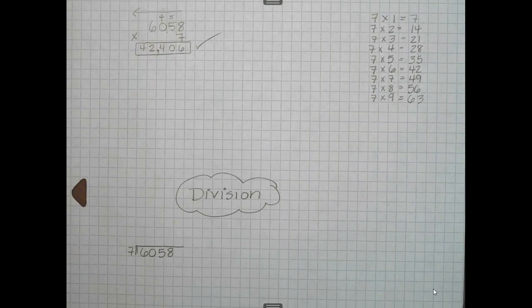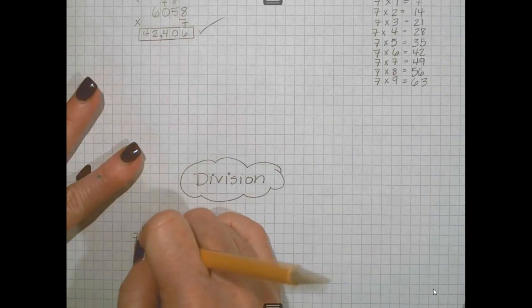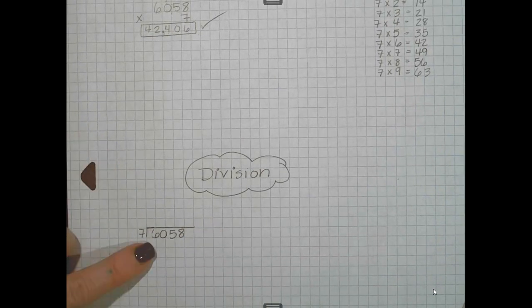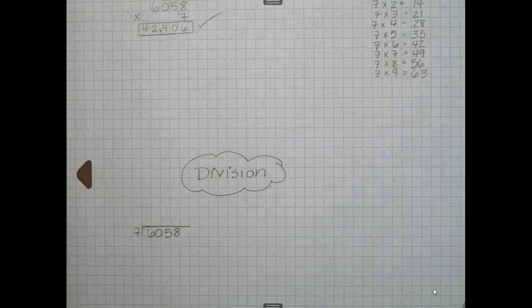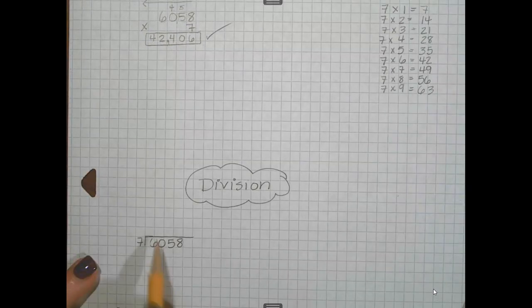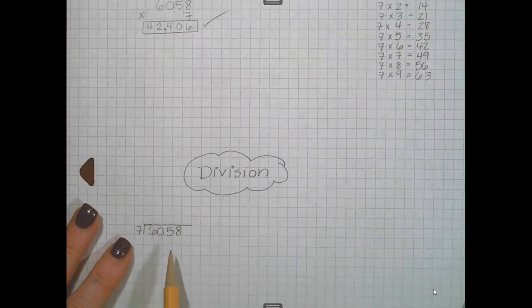Now, when we divide, we're going to use the standard algorithm. The traditional setup that your parents, grandparents, and I learned was to set it up underneath, you call it a house, call it a shed, but your dividend goes here, your divisor goes outside of the house or shed, and the quotient, the answer, goes on top.